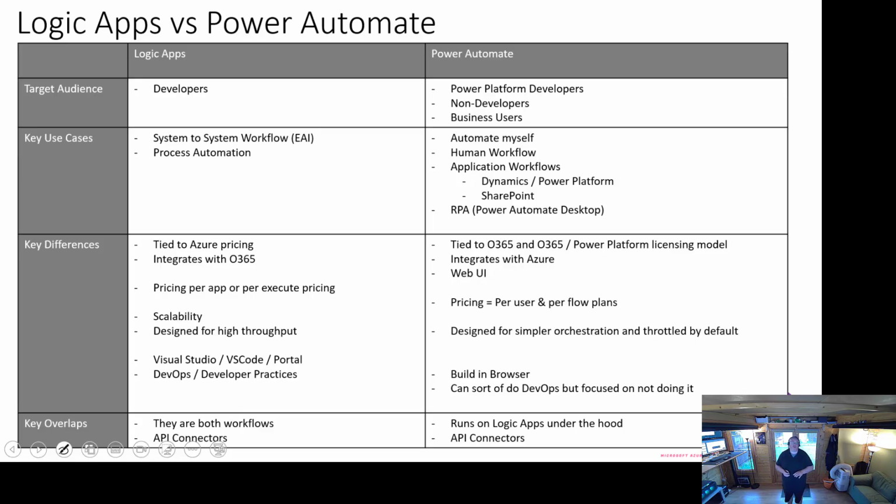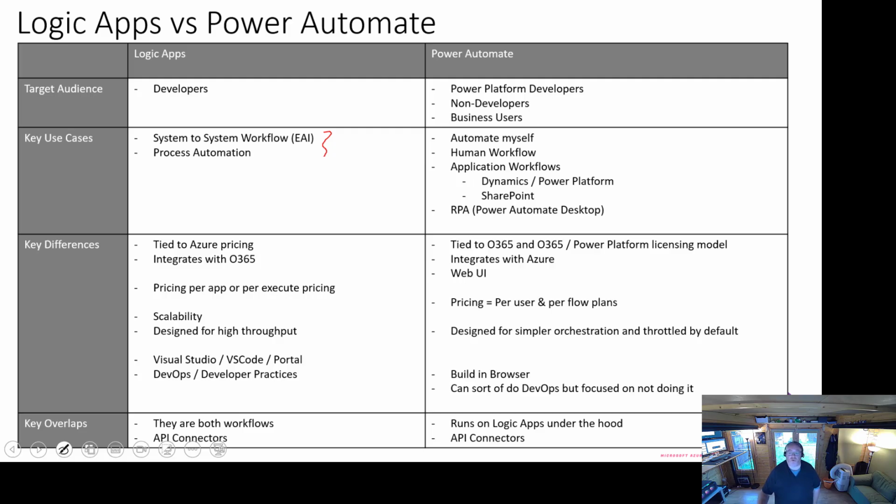So key use cases, Logic Apps over here is really aimed at system-to-system workflow. So you may be integrating between a database and SAP, something like that. You're building complex workflows to take data, manipulate it, orchestrate across a bunch of systems and do that kind of EAI type integration. So we're doing process automation, system-to-system workflow. Power Automate can do similar things, but it can also automate myself.